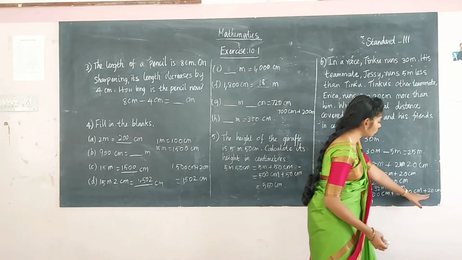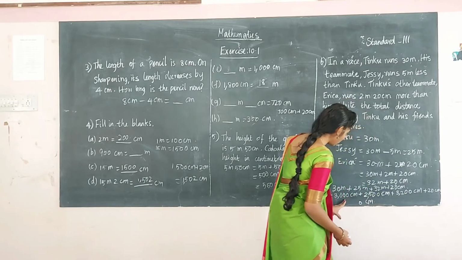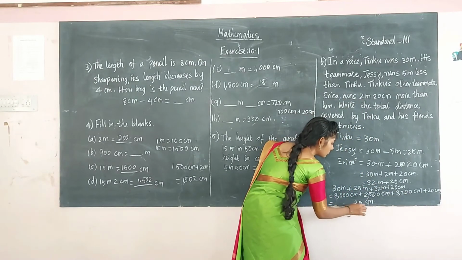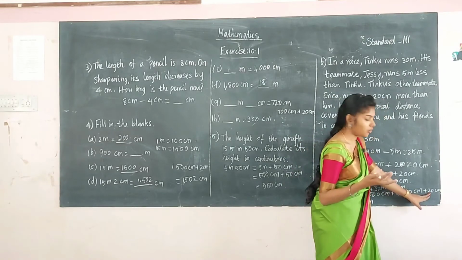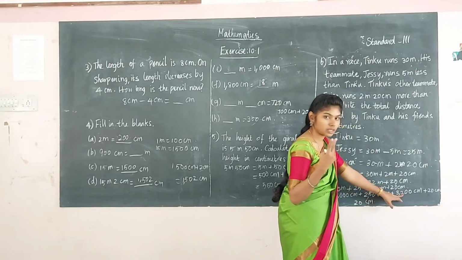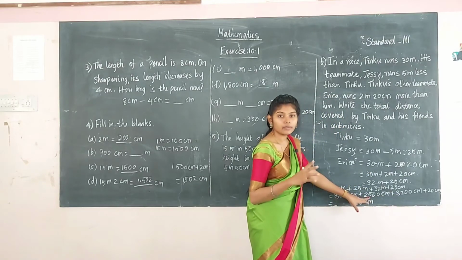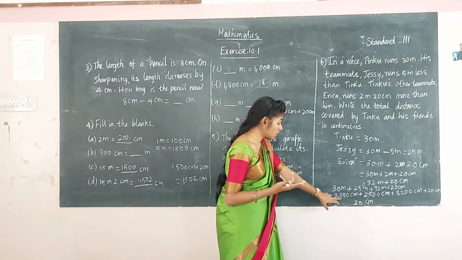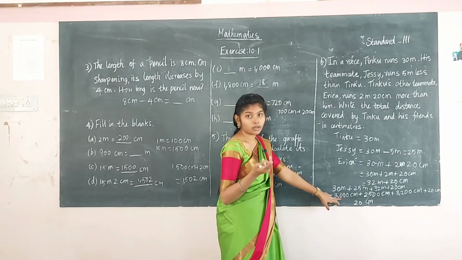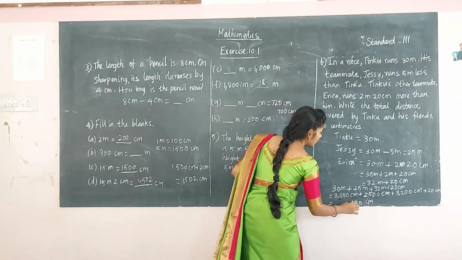And next check the tens place: 2, and here 0, 0, 0. So in the tens place it will be 2. And now in the hundreds place, here there is no hundreds digit, here in the hundreds place it is 2, and here in the hundreds place it is 5. So 2 plus 5 is 7. And here in the hundreds place there is none, and here it is 0. So already we have added 5 plus 2 is 7. So write that 7 here.